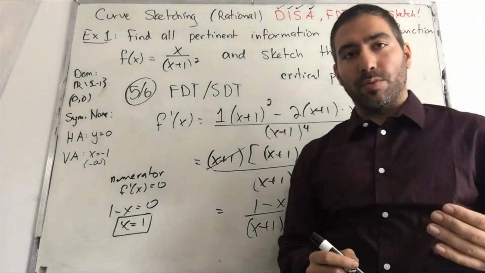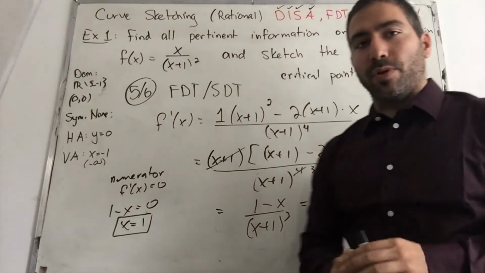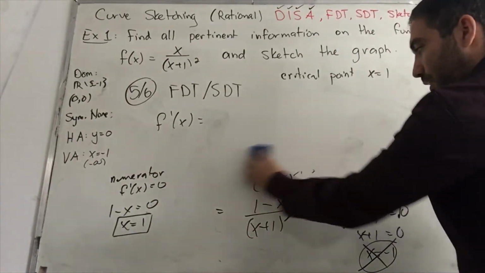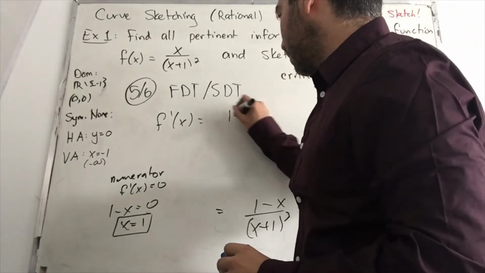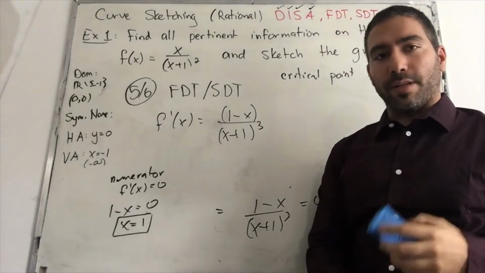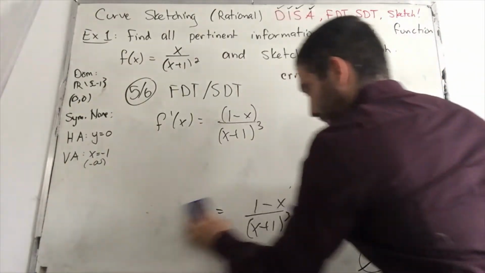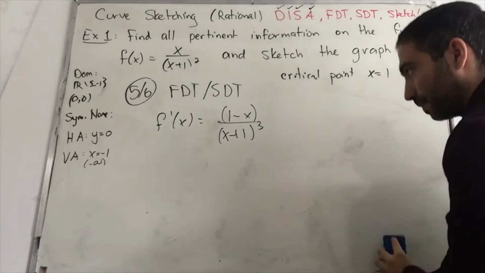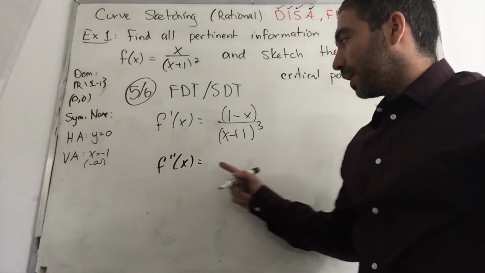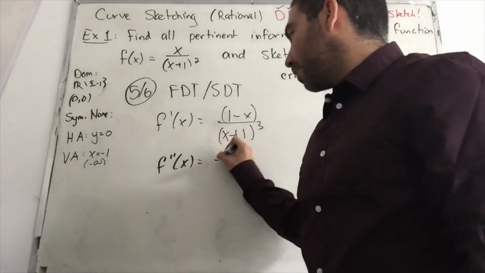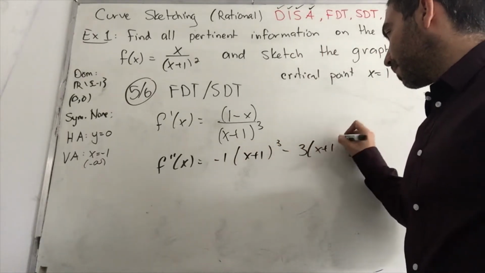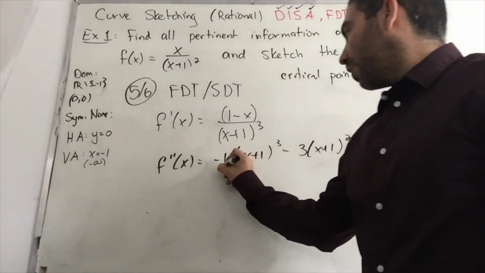And now let's take the second derivative and find the inflection point right away. So let me just write it over here, erase this. So the first derivative was 1 minus x over x plus 1 cubed. And let's go ahead and find the inflection point. So the second derivative, and we're going to set it equal to 0. So again, it's quotient rule. So we take the derivative of the top, which is negative 1 times the bottom, minus the derivative of the bottom times the top. All that over the bottom squared.